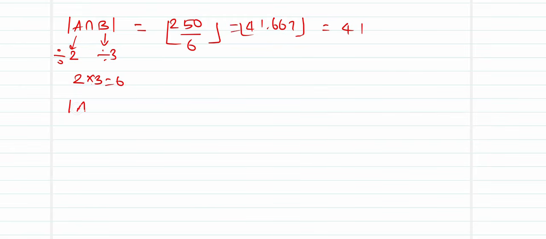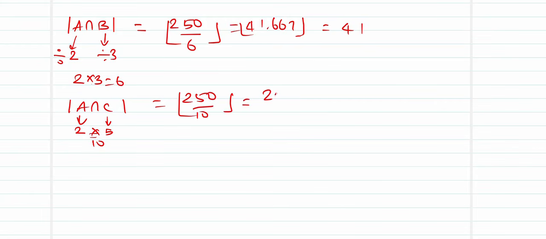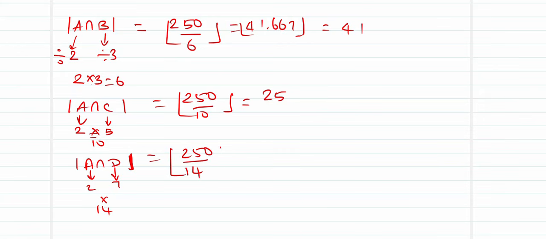Next, elements taken with A and C. A is for 2 and C is for 5. 5 into 2 makes it 10. So 250 divided by 10, the number of numbers exactly divisible is 25. In the next stage, we go with A and D: divisibility by 2 and divisibility by 7, 7 into 2 makes it 14. So you go for the number of numbers divisible by 14, take the floor of it, and you will find the answer to be 17.